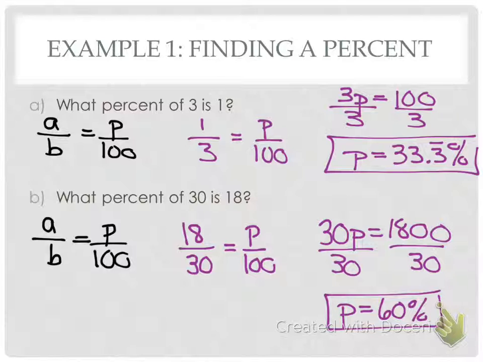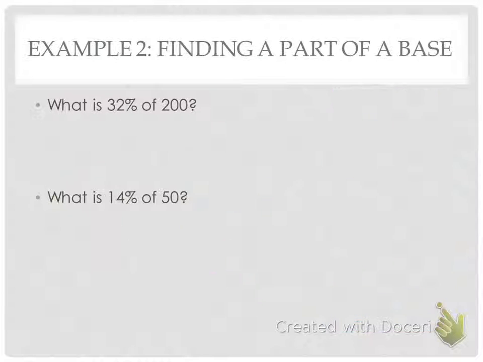All right, now in example 2, we're just going to use the same formula, except we're just going to solve for a different part of the proportion. All right, so now let's try to figure out what they're asking us to solve for. All right, so it says, what is 32% of 200? So what do you think you're solving for here? You already know P. You're solving for A. What is?